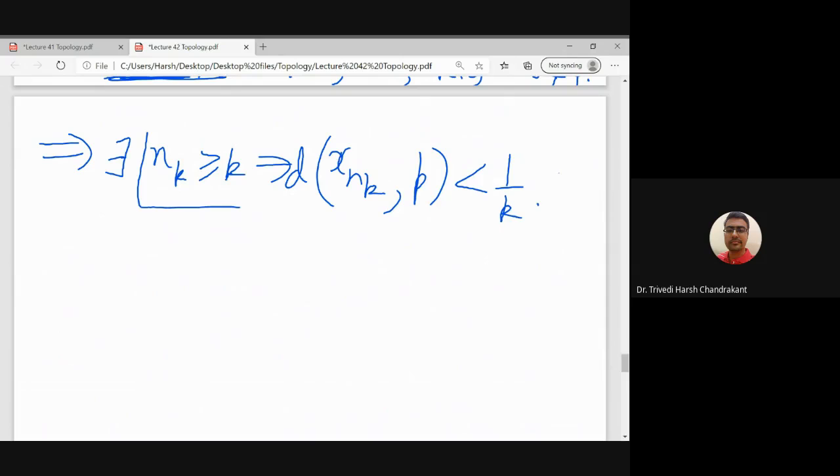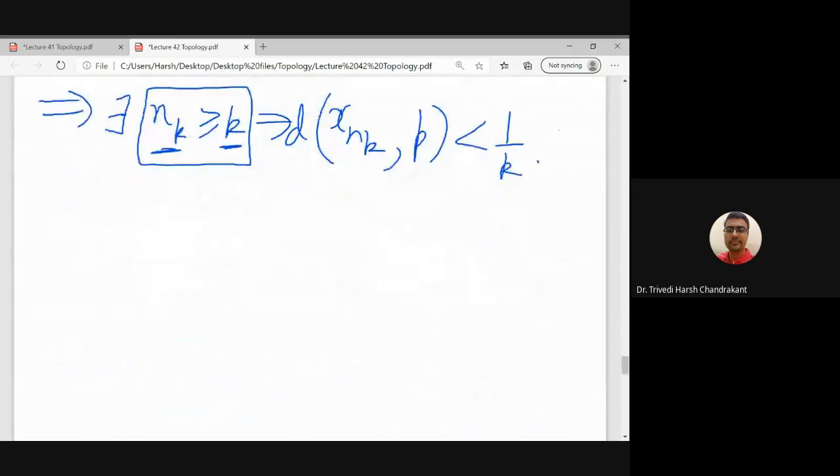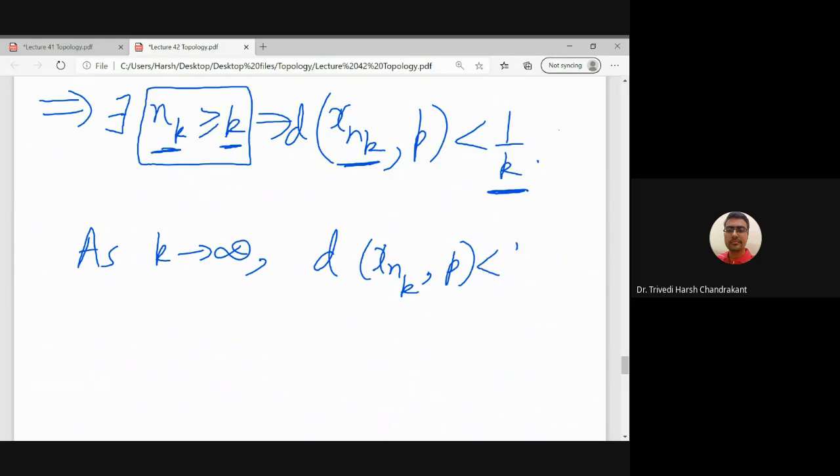So the way we chose this natural number, which is bigger than k because it is an element of the set, that gives us a subsequence x_{n_k}, right? And that subsequence goes to 0 because 1 upon k goes to 0 as k tends to infinity, right? So as k tends to infinity, the distance of x_{n_k} with p is less than 1 upon k, which goes to 0.